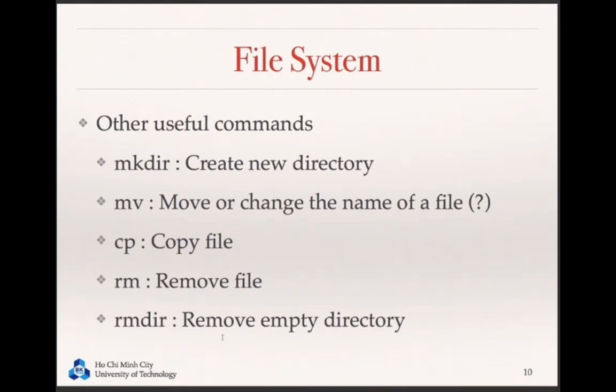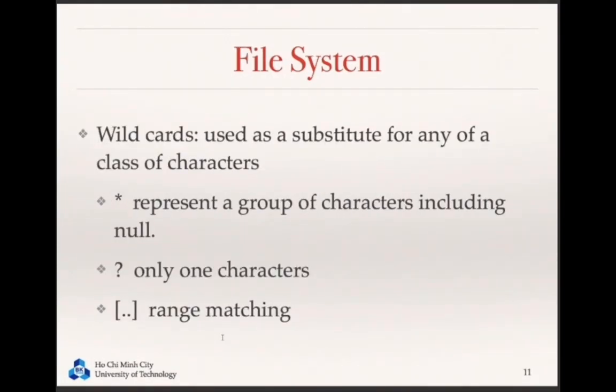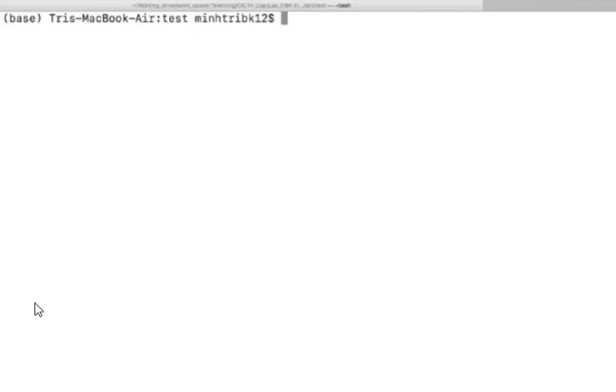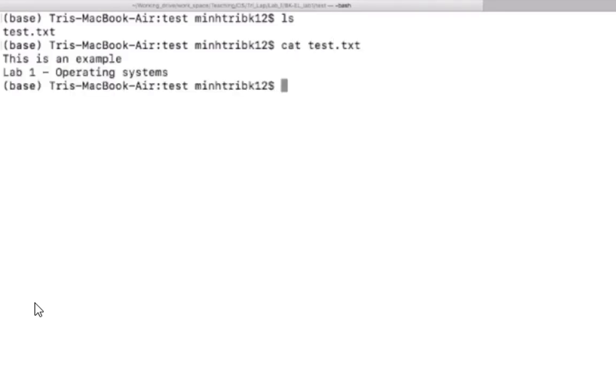In addition, we have something called wildcards, like star and question mark. I'll show you how to use it. So here I will list all files I have in my folder. So if I want to bring out the content of the text file, I use the cat command. What happens if I don't remember the file name? I can use cat star.txt.